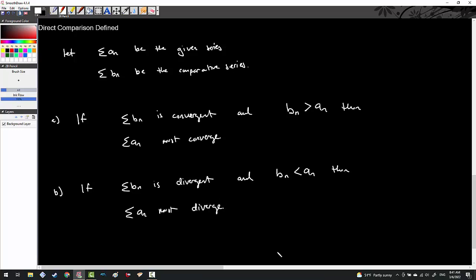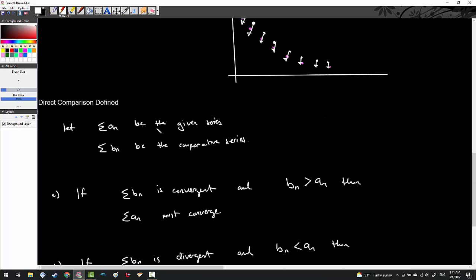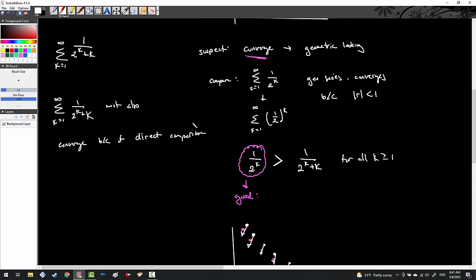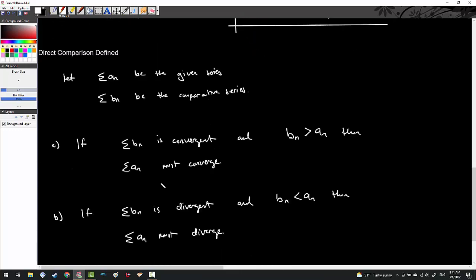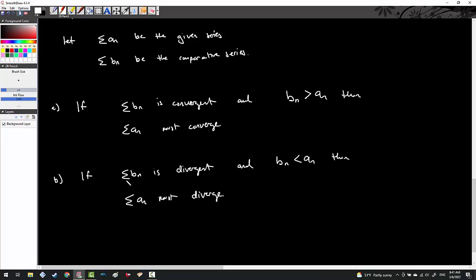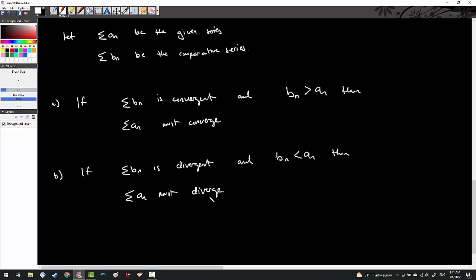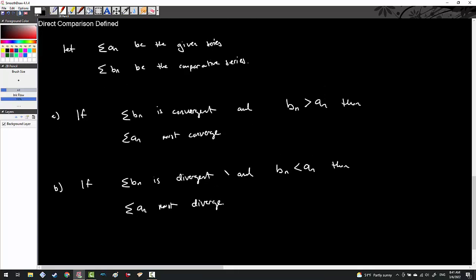And again, we saw that in the last two examples, right? In this part A, this A part of the definition is what we saw in the second example, right? We saw a comparative series that was larger, so therefore a comparative convergent series that was larger, so therefore the given series had to converge. In this part of definition B here, we saw that our comparative series diverged and was comparatively underneath the other one. Then the given series had to diverge as well. So this is direct comparison defined.